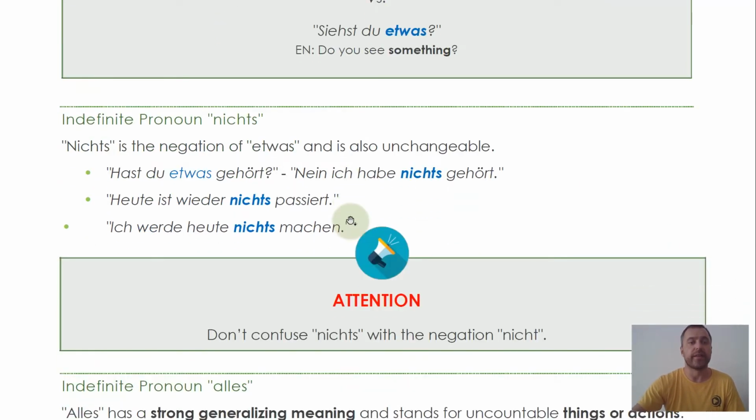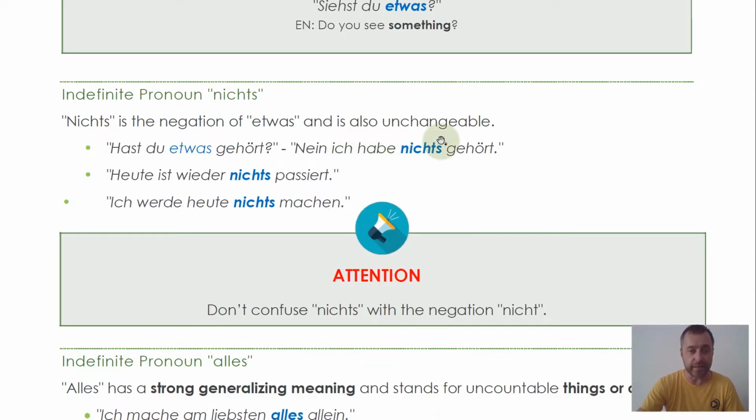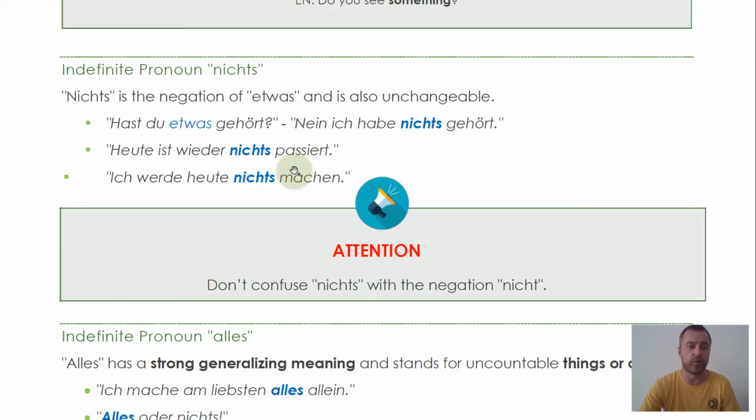We also have the indefinite pronoun nichts. Nichts is the negation of etwas, and it's also unchangeable. So you don't have to change it according to the case. Hast du etwas gehört? Nein, ich habe nichts gehört. So have you heard something? No, I heard nothing. So nichts means nothing. Heute ist wieder nichts passiert. Today again, nothing has happened. Ich werde heute nichts machen. I won't do anything today, or I will do nothing today, word by word.